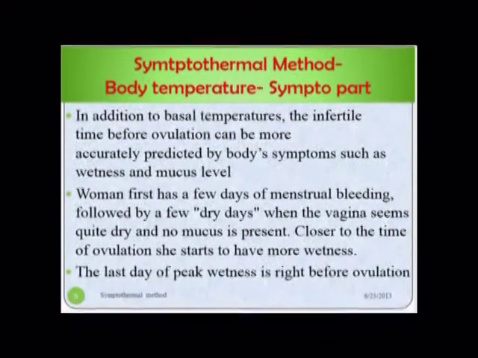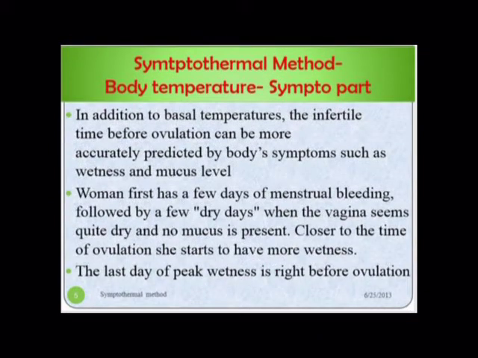And the second part of our method is about symptoms. In addition to basal temperatures, the infertile time before ovulation can be more accurately predicted by body symptoms, such as wetness or mucus level. A woman first has a few days of menstrual bleeding, followed by a few dry days when the vagina seems quite dry and no mucus is present. Closer to the time of ovulation, she starts to have more wetness. The last day of the peak wetness is right before ovulation.